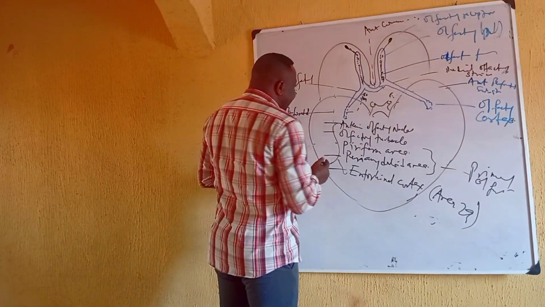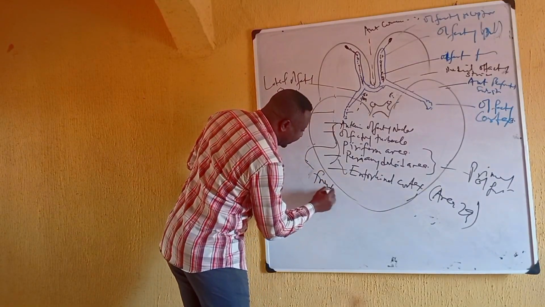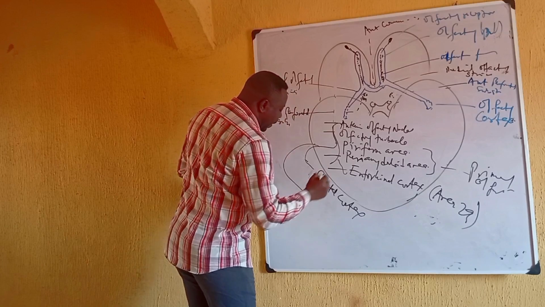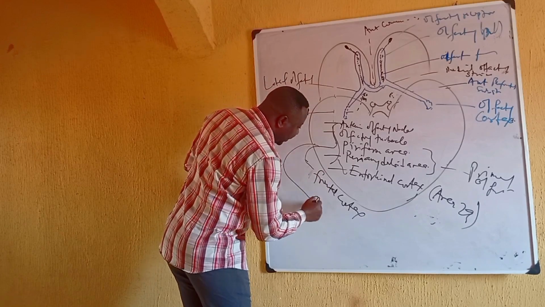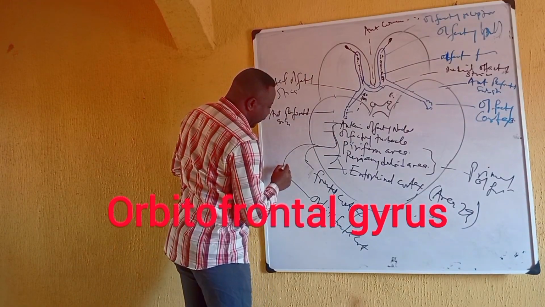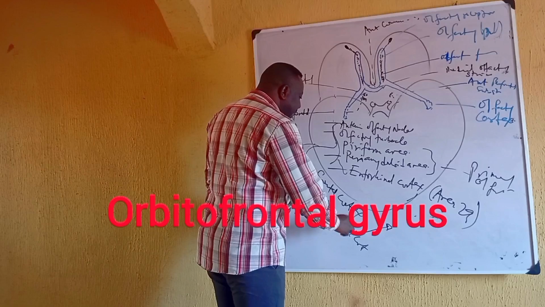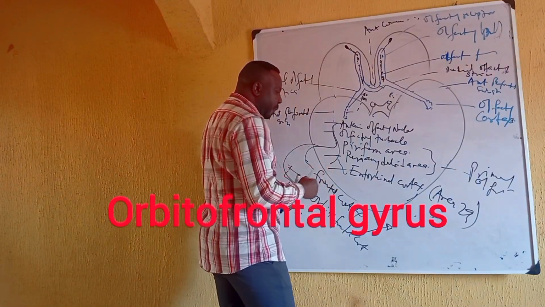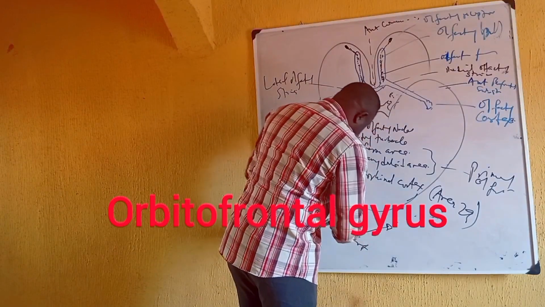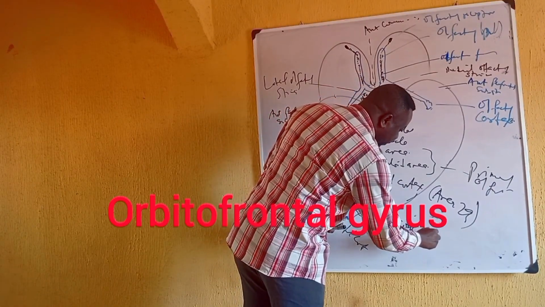Now, it is important to know that these areas can have direct connection with the frontal cortex, or they can connect indirectly with the orbitofrontal cortex via what is referred to as the thalamus. Now, the orbitofrontal cortex is actually involved in the conscious discrimination of odor.